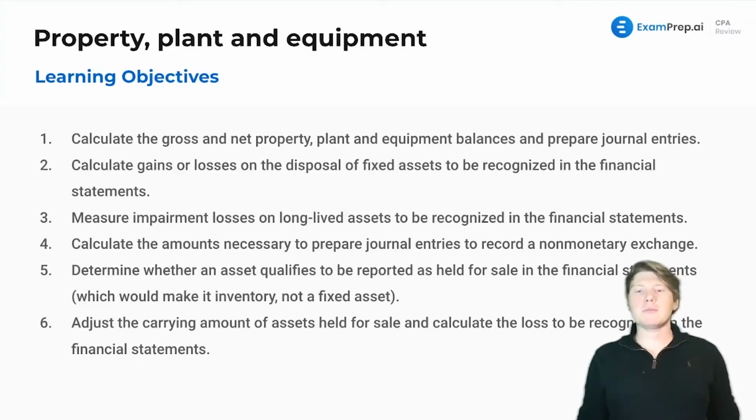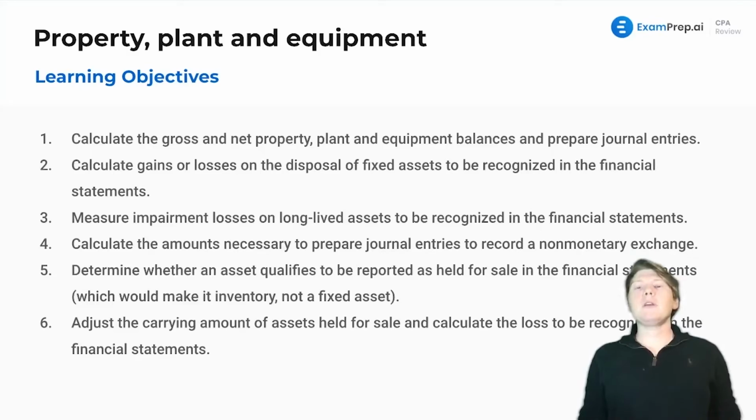Gains and losses. We want to measure impairment losses on long-lived assets to be recognized in the financial statements. Maybe a building is in an area that's kind of on the downturn economically. We might have to write down and impair that building because it's not as valuable as it once was.